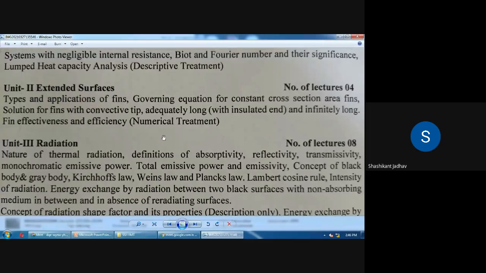Then what are the types of these extended surfaces? There are different types of fins. Uniform fin is there, then tapered fin is there, then spline fin is there, then annular fin is there. So these are the different types of fins that we use in heat transfer.